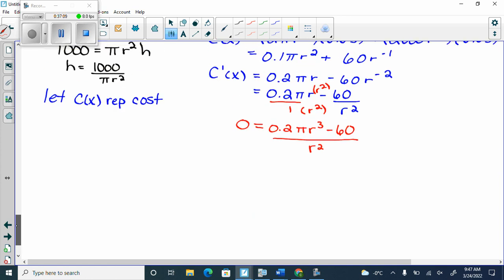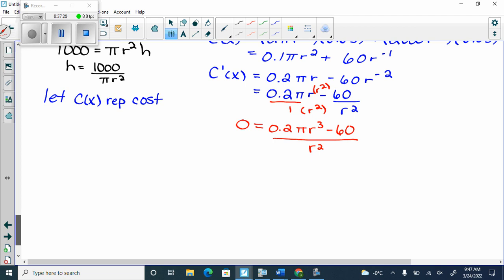Now the radius of 0 is a critical number because it's in the denominator. I go r squared equals 0, r equals square root of 0, r equals 0. Does a radius of 0 make any sense? It would minimize the costs because you would have nothing. You would have no shape. It would be the crappiest cylinder I've ever seen, actually, because it wouldn't exist. So we're not going to worry about that one. We're going to worry about the top one.